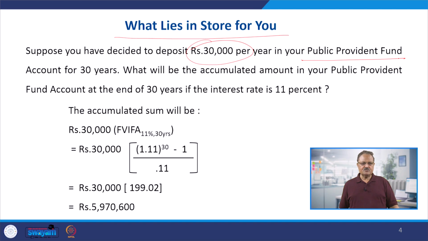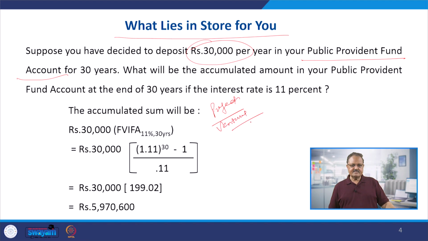Here we are using the example of a public provident fund account, a PPF account, but in the real sense it could be some project or some venture also. You can make investment in this venture or on the project, or set up your own business, your own project or your own venture. So, here we are assuming that we are making this investment in the PPF for a period of 30 years. What will be the accumulated amount in your public provident fund?